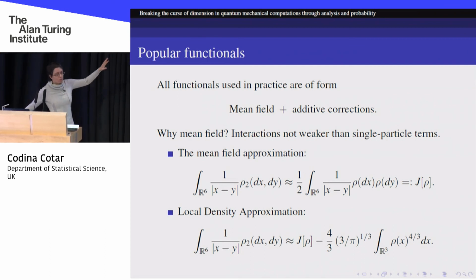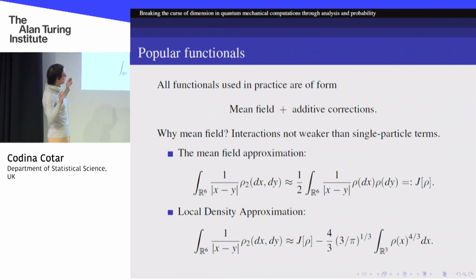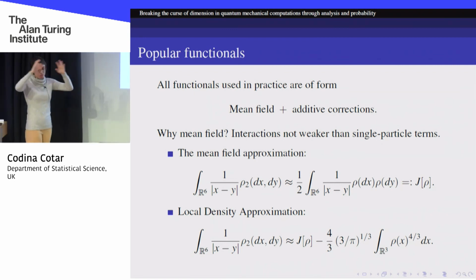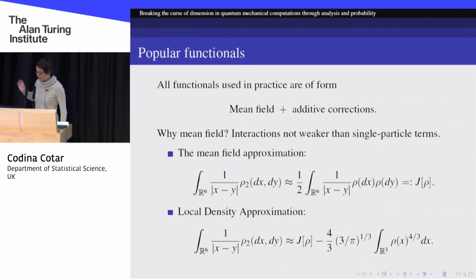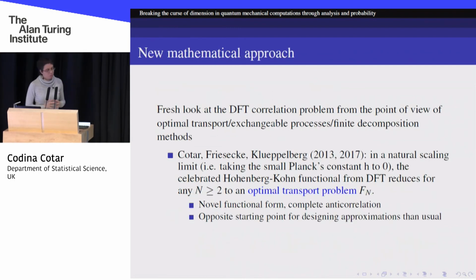These are just two of many, many possible such approximations that exist in density functional theory. Some of them have many, many terms. I've seen some with 43 terms. So these are just two very simple ones.